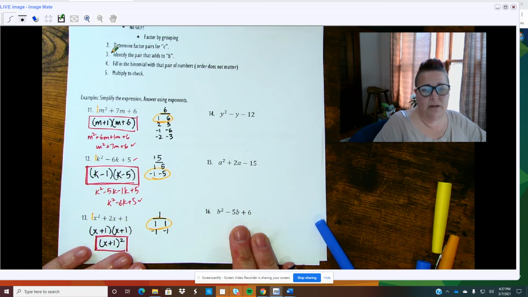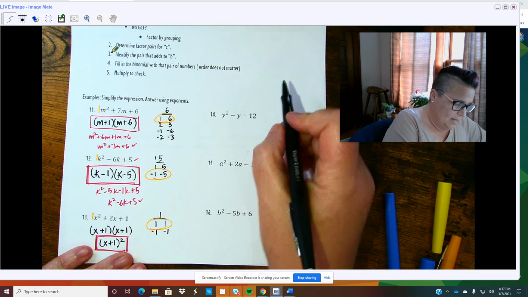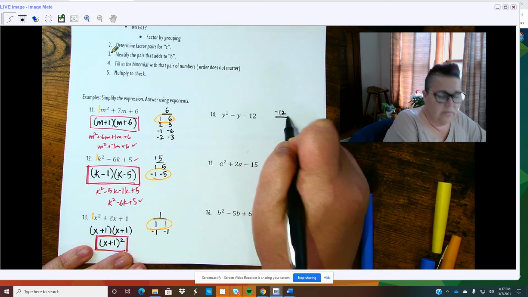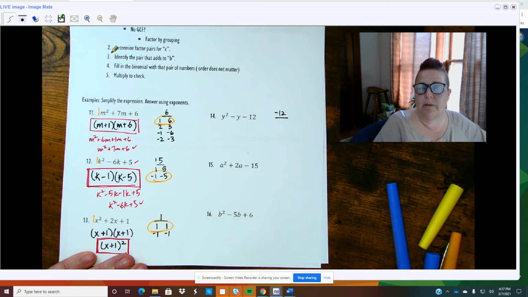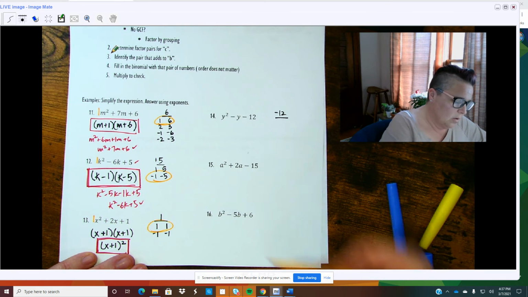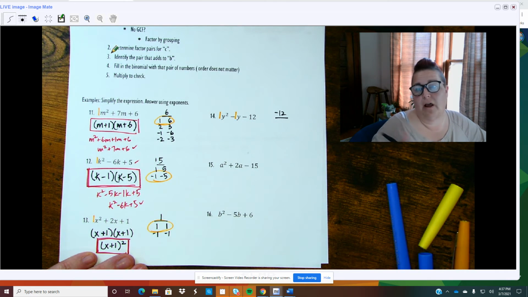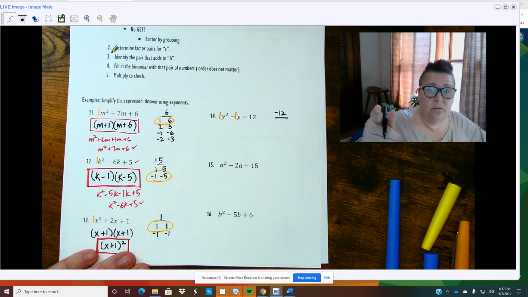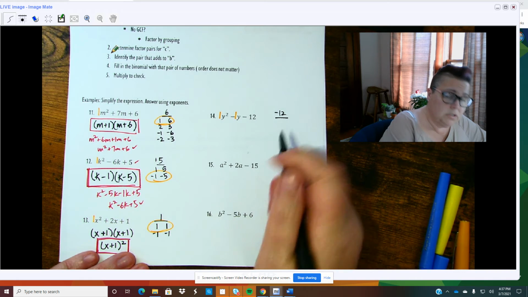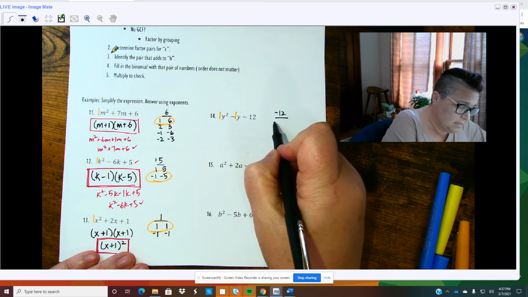I have y squared minus y minus 12. Here I have a minus 12. Can you think of a factor pair of -12 that will give you a negative y? Let's remember, it leads with a 1, and there is a 1 there. So I also want a factor pair of -12 that, when added together, will give me a -1. Some of you already have it. If you don't, be meticulous and write things down.